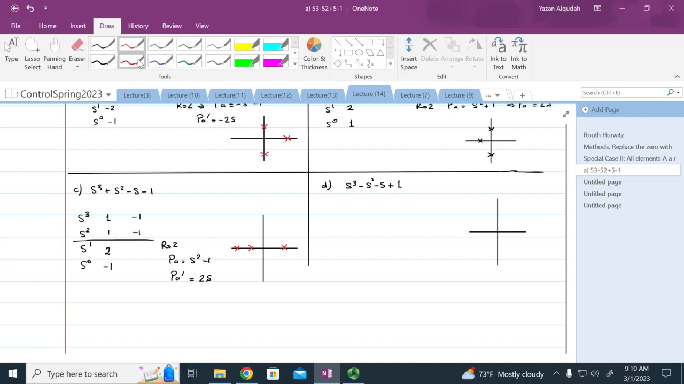Okay, the last case, we have s cubed, s squared, s to the 1, s to the 0. We have 1, negative 1, negative 1, and a 1. We're going to have a row of 0. And therefore, the auxiliary polynomial is going to equal negative s squared plus 1. I'm going to differentiate it. A prime is going to equal negative 2. And therefore, negative 2 is going to come in here, and 1 is going to come in here.